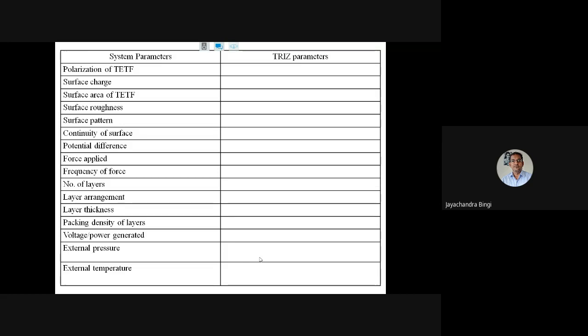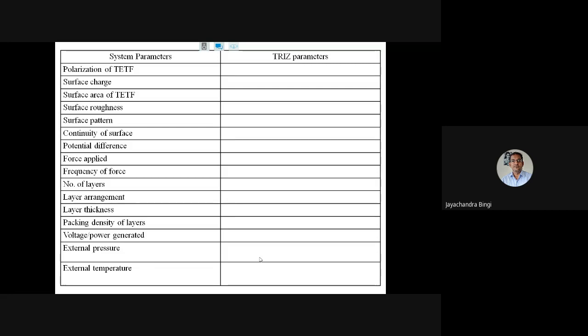Now voltage or power generated we already discussed. Voltage we discussed as potential difference, so that also comes under force, because we are measuring only voltage. And external pressure and external temperature you directly apply: pressure to force, temperature to temperature. In this device case, those are not significant. That's why I'm not considering them. Okay. So now the generalizations are over and noted down.